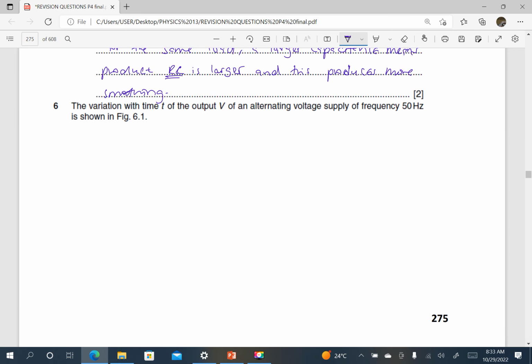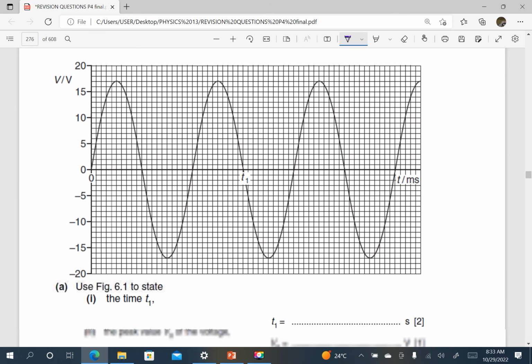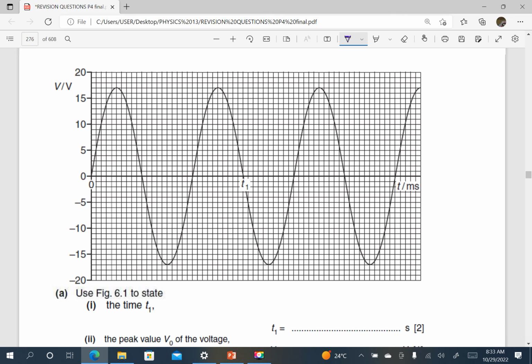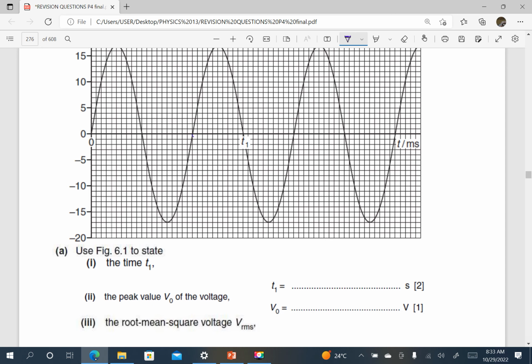The variation with the time t of the output voltage of an alternating voltage supply of frequency is shown in the figure below. So this is what we have. Use the figure to state time T1. So this is 1 cycle and a half. So T1 is a period plus half a period.